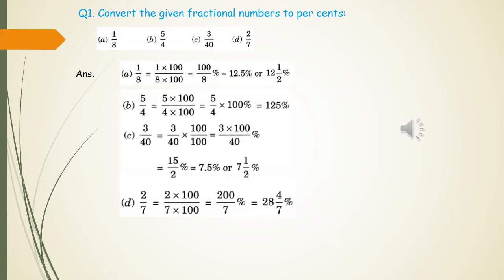We are multiplying both the numerator and denominator by 100. So 5 by 4 into 100%, that is 125%. Similarly, in the third part, 3 by 40, we are doing the same and we are getting 7.5%. In fourth part also, we are following the same method, multiplying both the numerator and denominator by 100, and the answer is 28.4 by 7%.